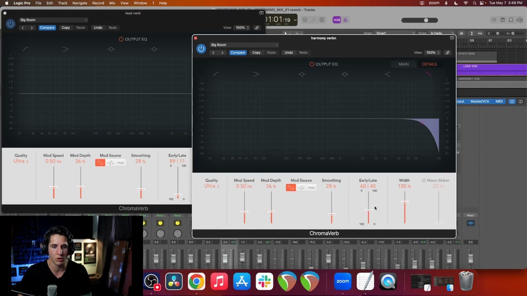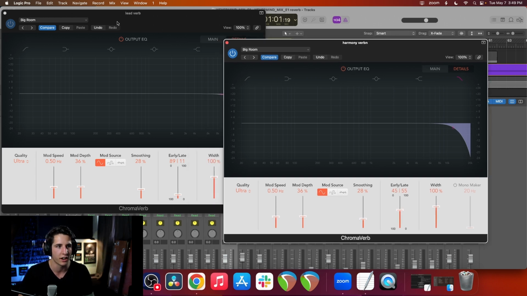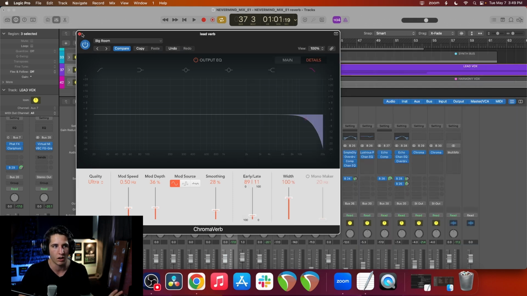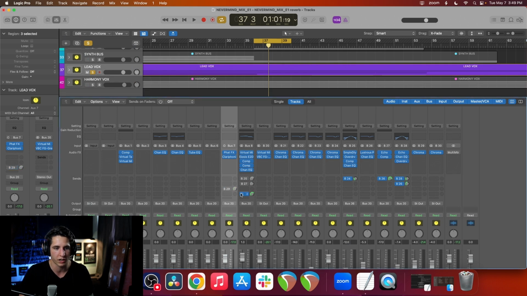Let's go to the harmony vocals. We already determined that a greater late reflection balance is going to increase the perceived distance. So I'm gonna back that off to about, let's just do 55-45. My harmony vocals should be extremely far away comparatively to my lead vocals, even though I haven't changed the volume at all. Let's do a quick dry run.